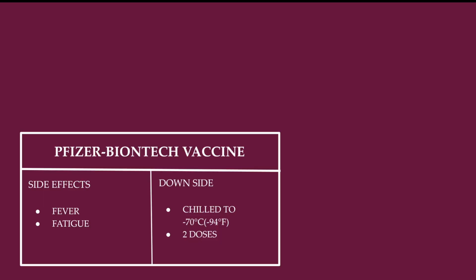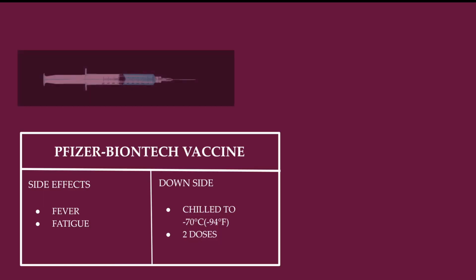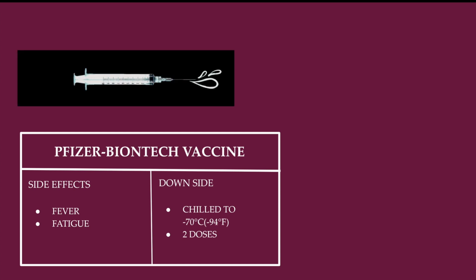From its tests, it's said to be 95% effective. Pfizer has actually come up with two versions of the COVID-19 vaccine. One version contains two advantages. The vaccine can produce antibodies against COVID-19, as well as create immune cells, also known as T cells, that respond to the virus. It also has fewer side effects such as fevers and fatigue.